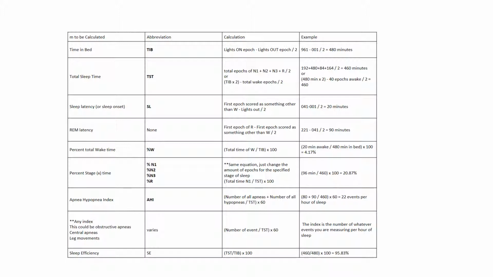Okay, our very last calculation is sleep efficiency. It's abbreviated SE. We have talked about this back in fundamentals. A normal sleep efficiency is 85% or greater. And this is where we take the total sleep time in minutes divided by the time in bed in minutes times 100. So the example here is 460 divided by 480 times 100 for a 95.83% sleep efficiency. This person sleeps awesome.